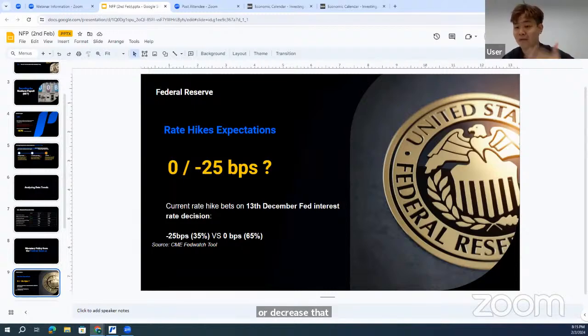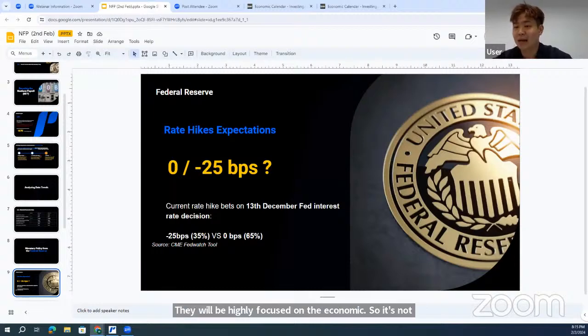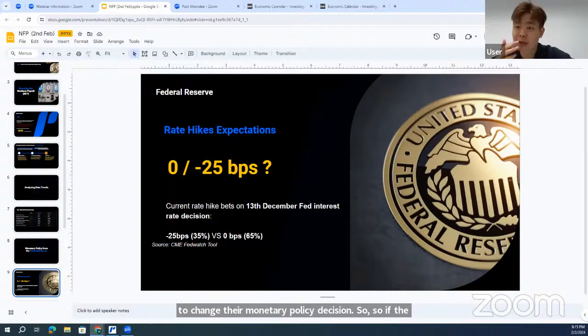They will be highly focused on the economics data. So it's not just non-farm payroll, it's not as simple as the jobs data. This is one data that can also cause the Federal Reserve to change their monetary policy decisions. So if the NFP data provides a better than expectation reading, then in future, what you need to focus on next is what will be the Federal Reserve policy.